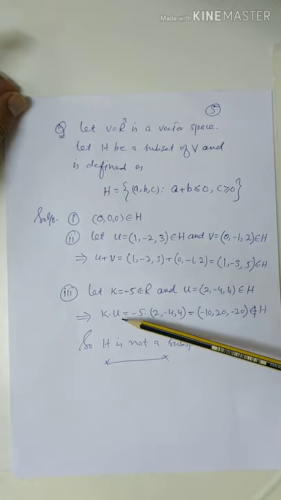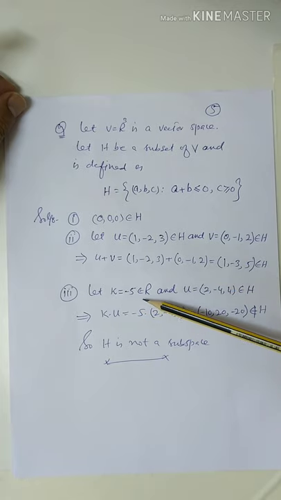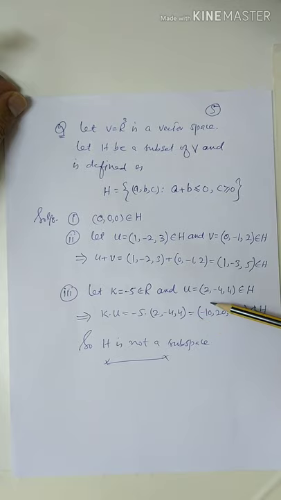Now for the third condition, let k equal to minus 5, which belongs to the real numbers. We suppose any real number, I said we can take any real number, and for u you can take the same u or some different u, it's up to you. So u is (2, minus 4, 4), and that belongs to H. Again, if I apply this condition, it will be satisfied.